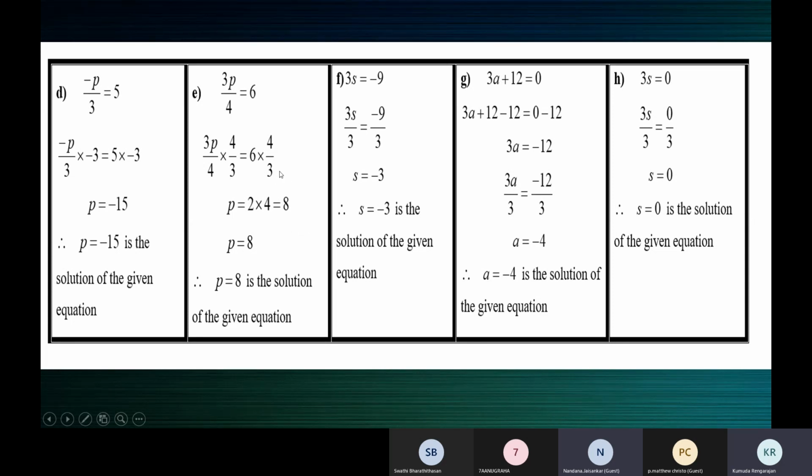And here 3 ones are 3, 3 twos are 6, 2 fours are 8. That's what I've written, 2 into 4 here. Yes, ma'am. Understood, ma'am.